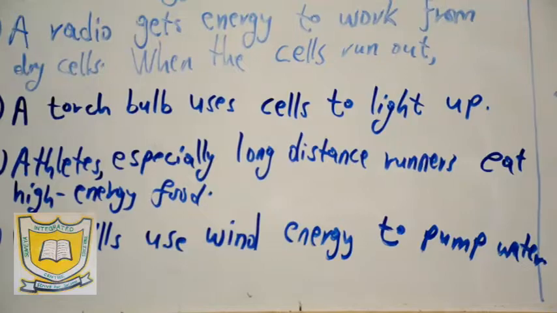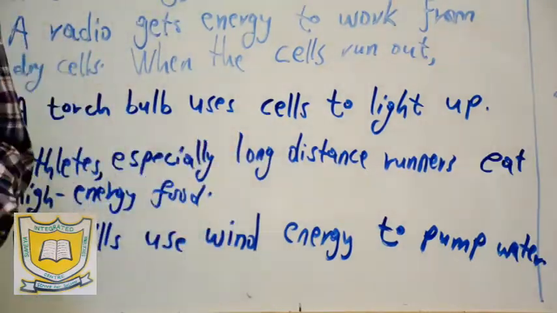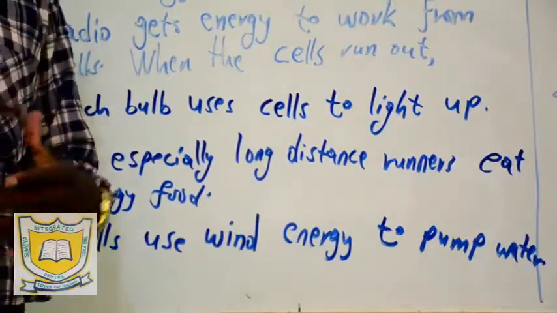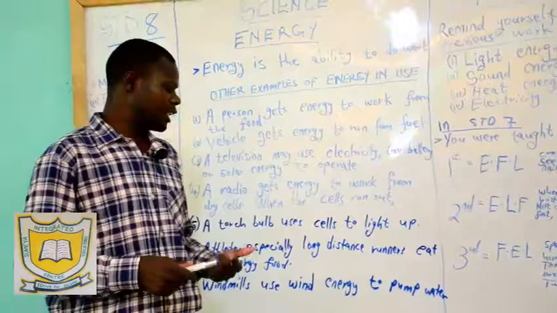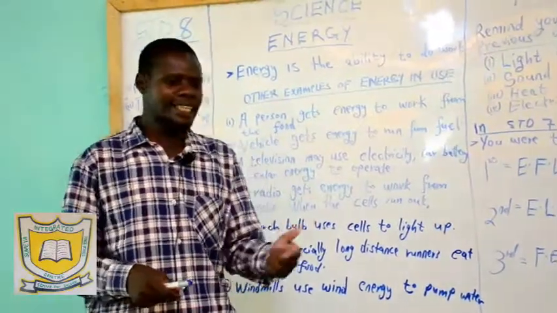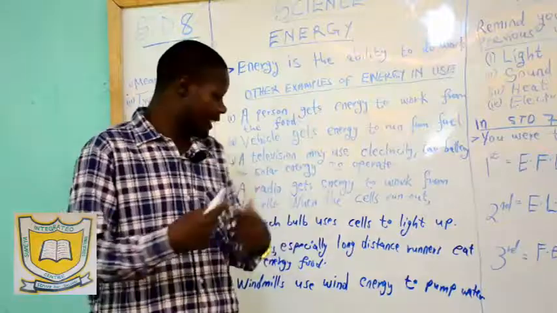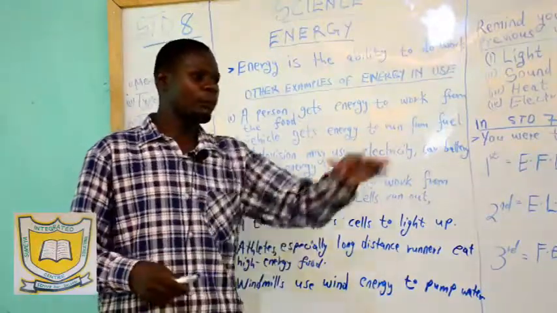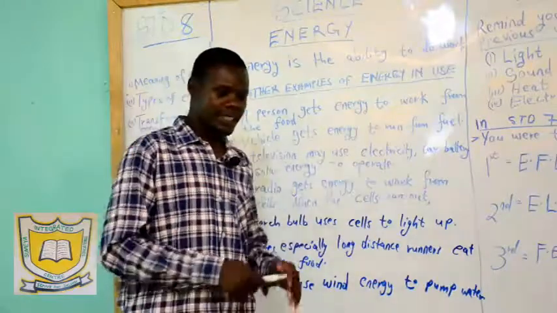Number seven, we have windmills that use wind energy to pump water. Windmills are machines that pump water. For them to rotate and provide energy, there must be wind. So wind is what provides that energy for the windmill to rotate. As it rotates, it can pump water to far distances and supply water to different houses for domestic use.